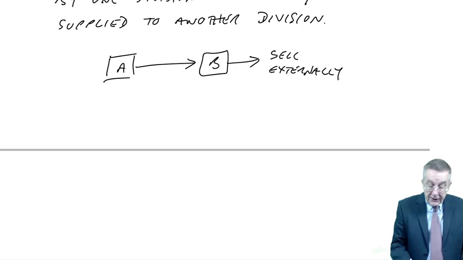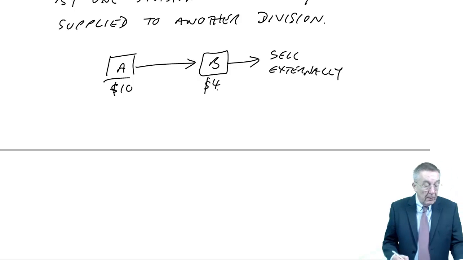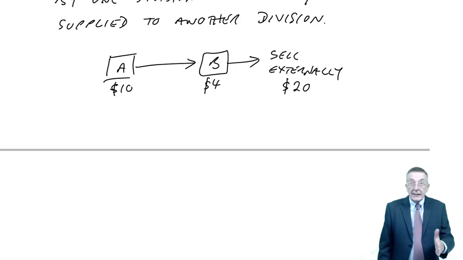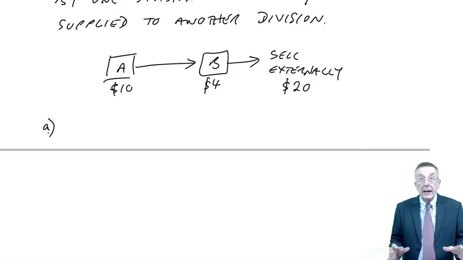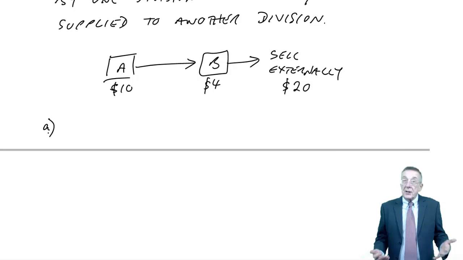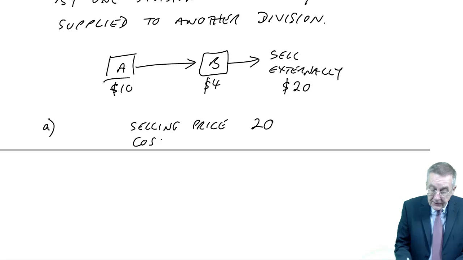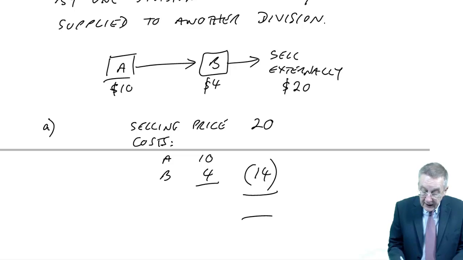We're told the costs. Division A has costs of $10 per unit. Division B, doing the packing, has extra costs, another $4 a unit. And then they're sold to external customers for $20. Ignoring the next line for the moment, what's the total profit made by the company overall? Remember, there is only one company, even though we've two separate divisions. As far as the company as a whole is concerned, on a per unit basis, there's a selling price of 20. The costs are 10 in Division A and 4 in B, so the total costs are 14. Therefore, the company is making a profit of $6 per unit.